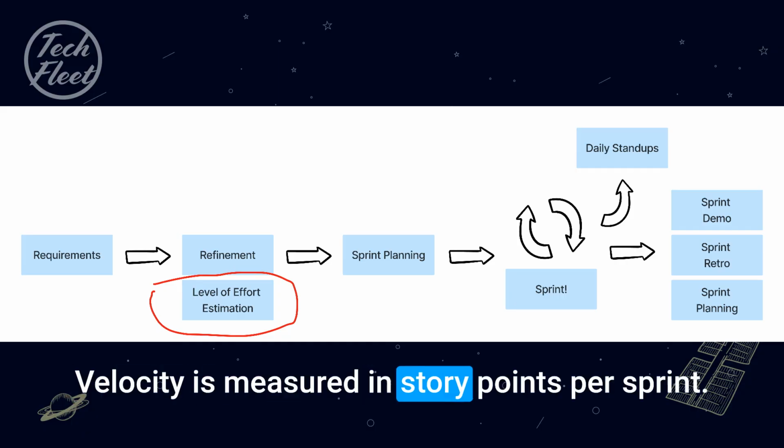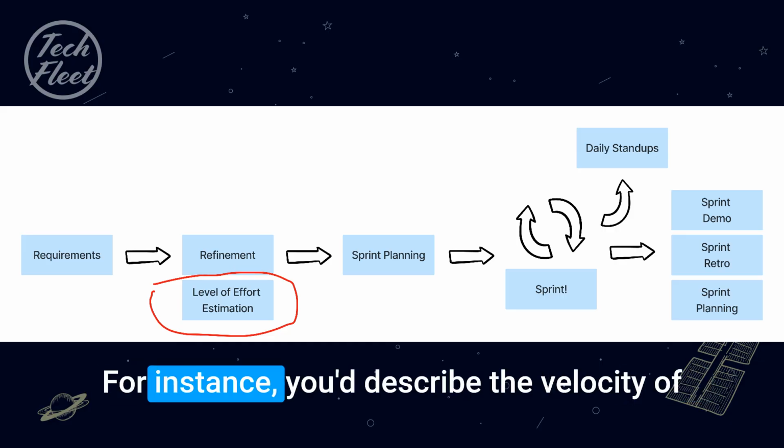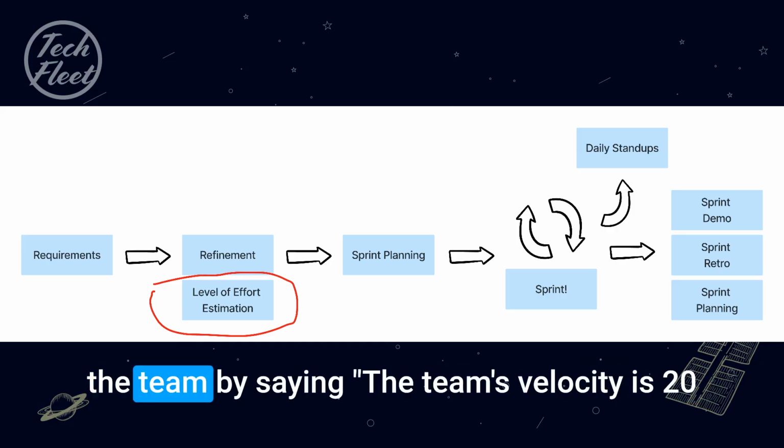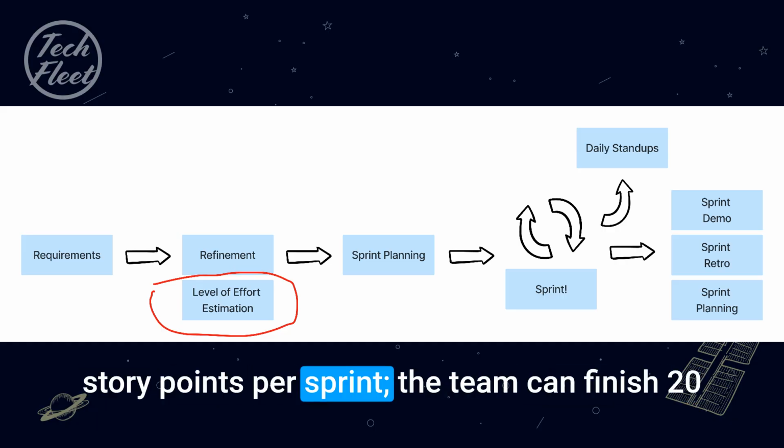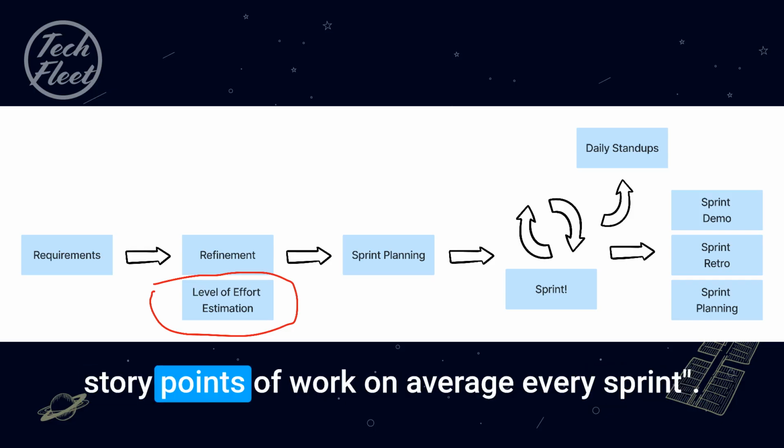Velocity is measured in story points per sprint. For instance, you describe the velocity of the team by saying the team's velocity is 20 story points per sprint. The team can finish 20 story points of work on average every sprint.